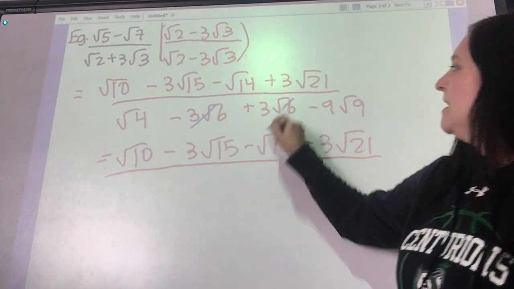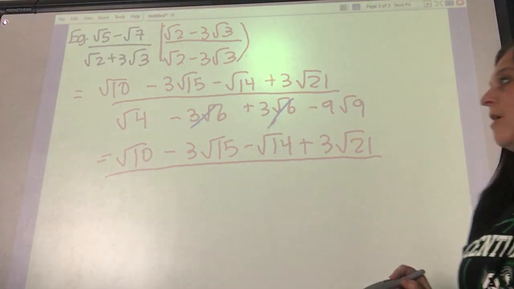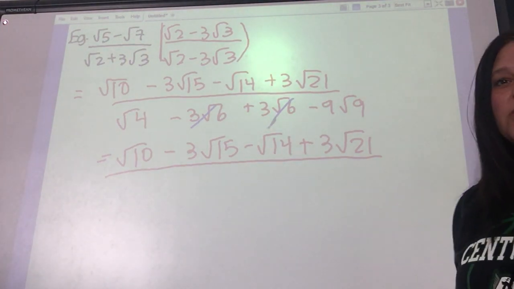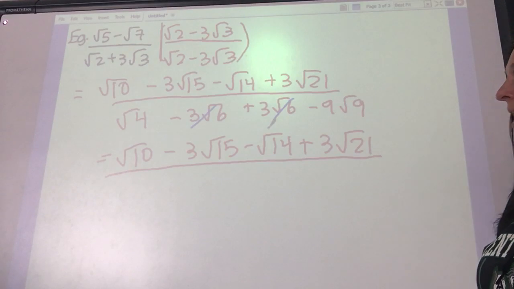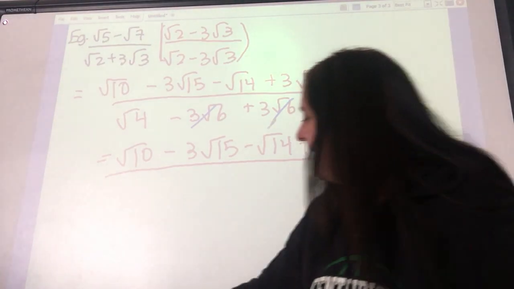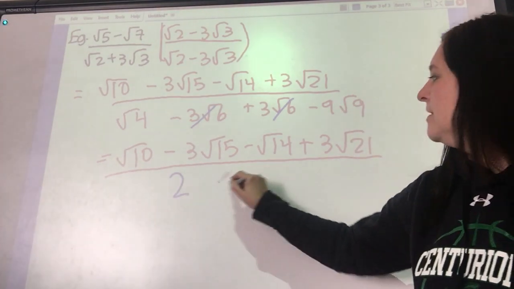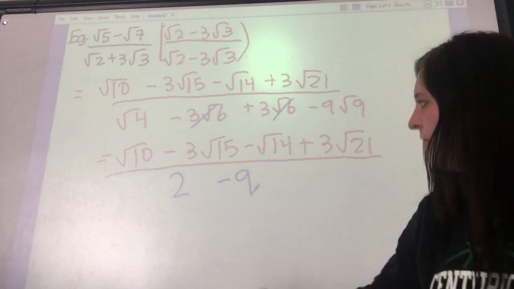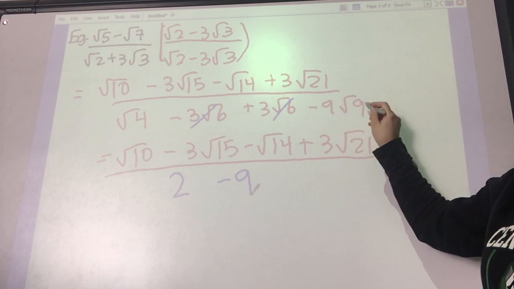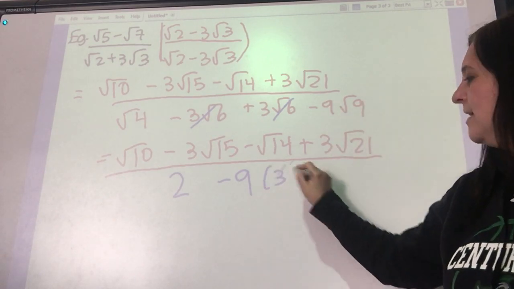These two terms cancel out. If they don't, something's gone wrong. They have to cancel out if you've chosen your conjugate properly and you've multiplied correctly. And again, we can do some simplification. The square root of 4 is 2. The square root of 9 is 3.